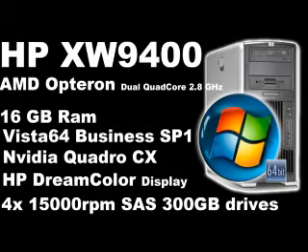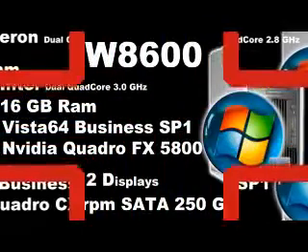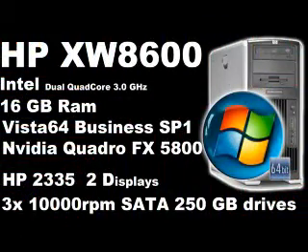This utilizes a set of AMD Opteron processors. I use 16 gigs of RAM in these machines with Vista 64. I use the new Quadro CX card. I've got a Dreamcolor display and 4 SAS drives running at 15,000 RPMs. Just on a side note, another excellent configuration is the HP XW8600. I also run one of those, similarly configured. 16 gigs of RAM. This machine's got an FX 5800 card and dual HP 23-inch displays, and I'm testing some internal SATA drives running at 10,000 RPM.